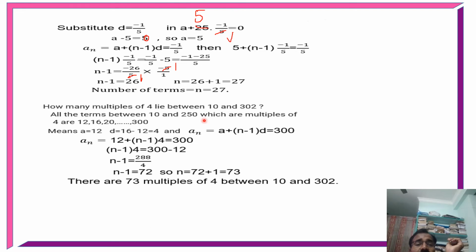So we'll go with the next slide. How many multiples of 4 lie between 10 and 302? All terms between 10 and 302, children. It is 302.